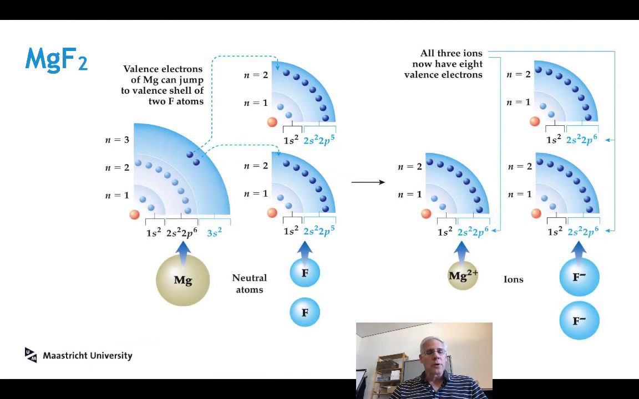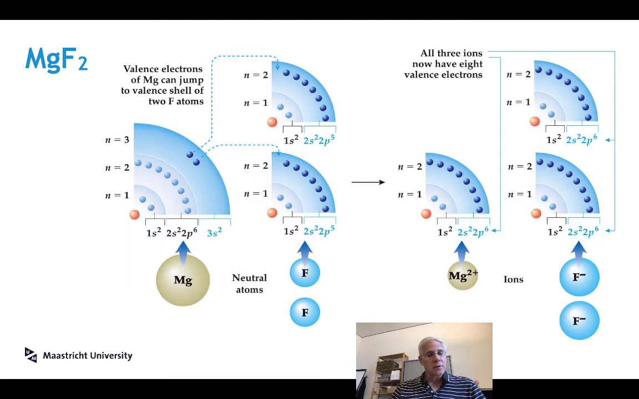So we know the chemical formula for magnesium fluoride is MgF2, and we might wonder, well, why is it F2? Why isn't it just MgF or MgF3 or Mg2F5 or some other combination of magnesium and fluorine? Well, it has to do with the number of electrons that can be exchanged.